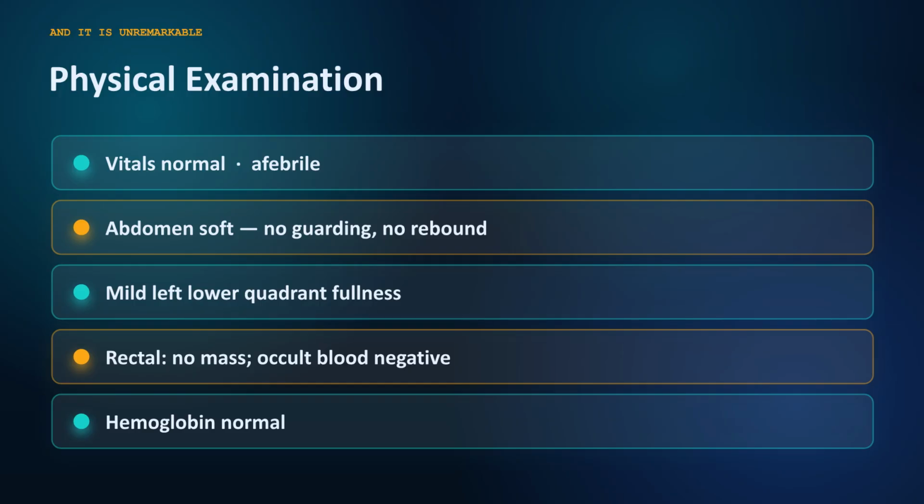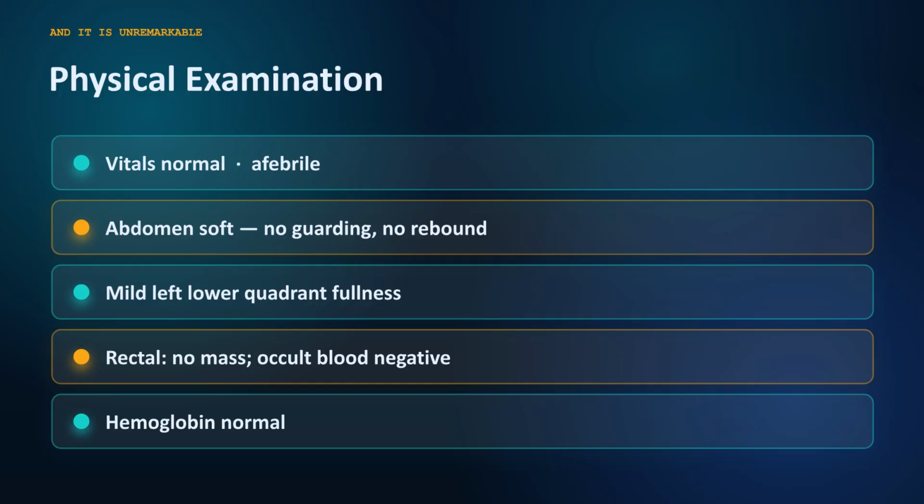His vital signs are normal. He is afebrile. His abdomen is soft. There is no guarding, no rebound, and no rigidity. When I press deeply in the left lower quadrant, there is a little fullness and a vaguely tender cord, but nothing that makes him pull away. Bowel sounds are normal. His rectal exam shows no mass, and stool testing for occult blood is negative.